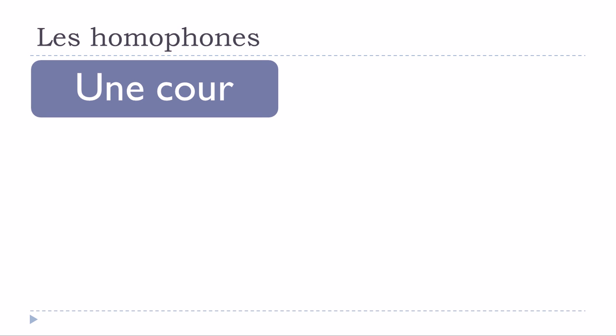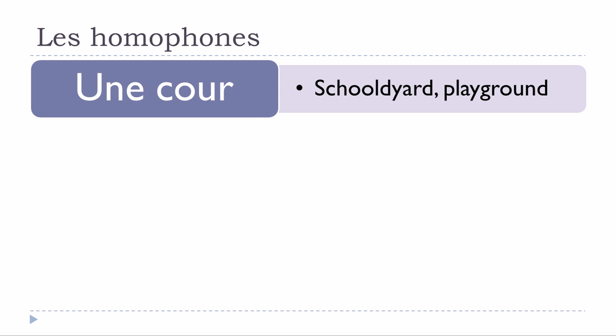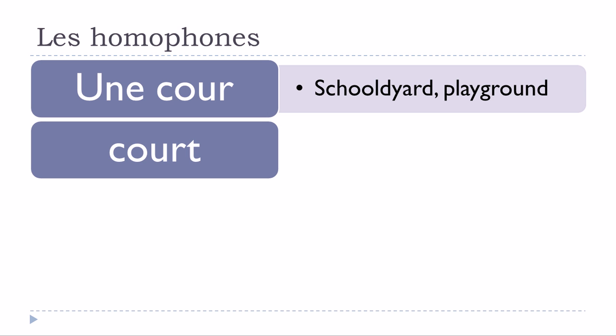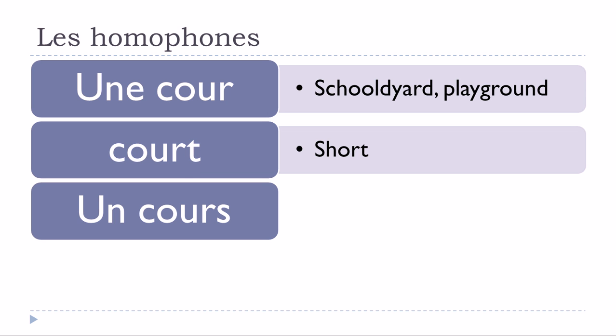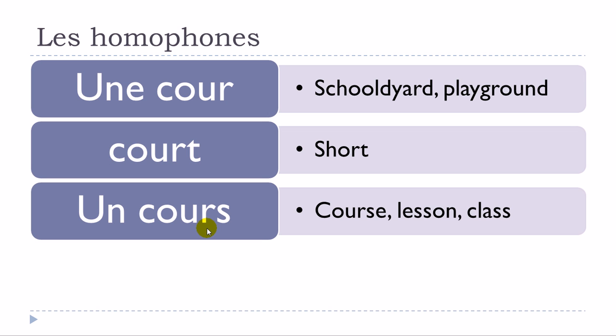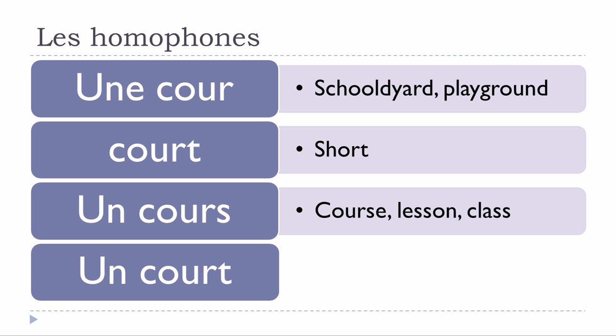Une cour. And then we get the adjective cour. And after that, un cours. And then un cours. Alright, so you can see that here you get the feminine, une cour, then you get the adjective cours, un cours.